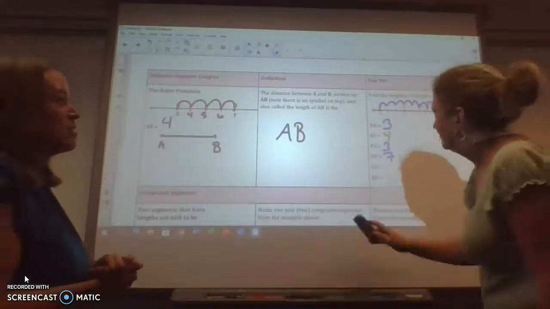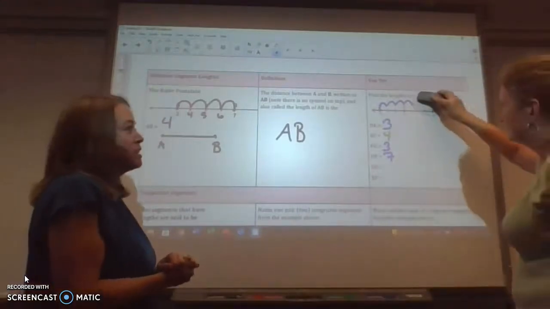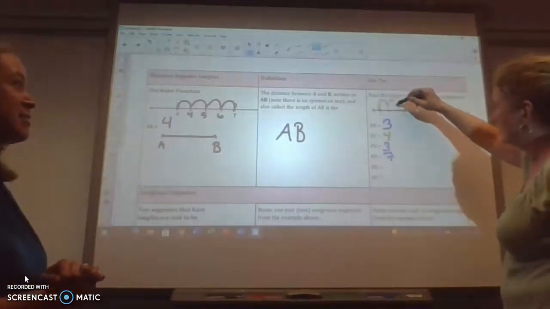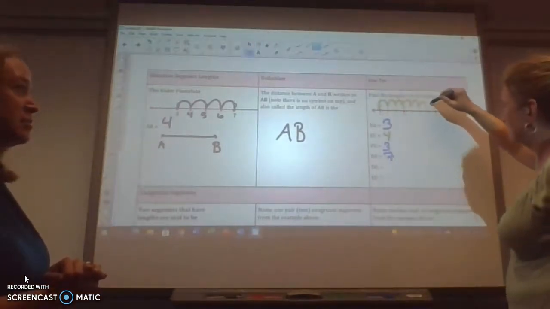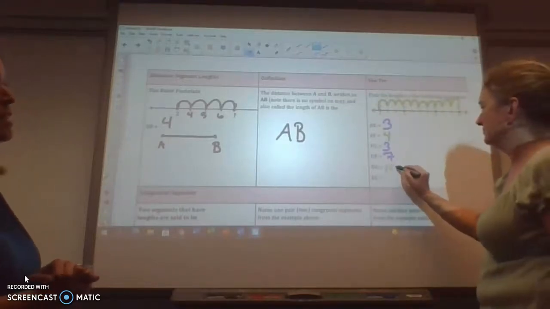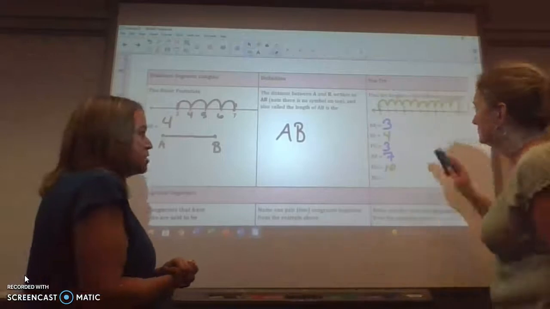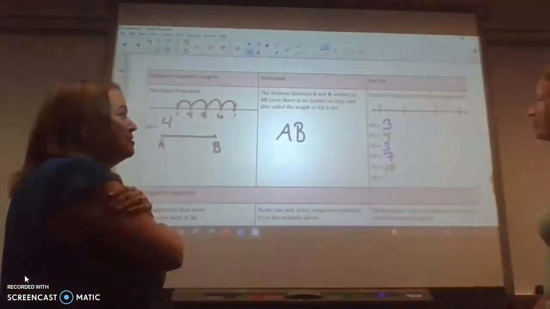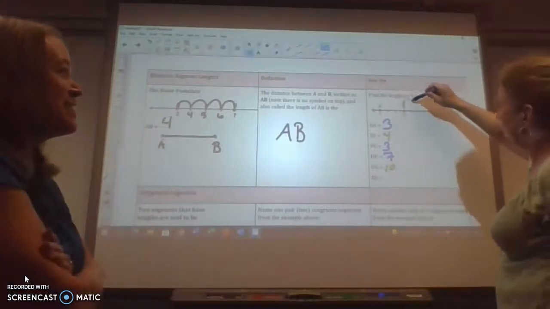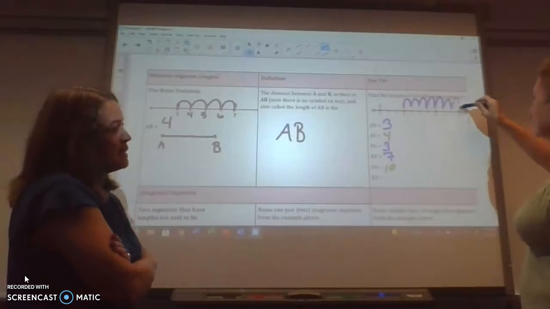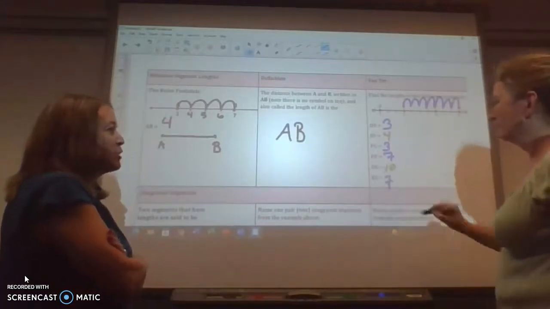Ta-da! And now the distance from D to G. We count from D to G. Well, that's all the way. 1, 2, 3, 4, 5, 6, 7, 8, 9, 10. 10. And then the distance from E to G. So I start at E. E to G. 1, 2, 3, 4, 5, 6, 7. There's 7. Well, that was easy.